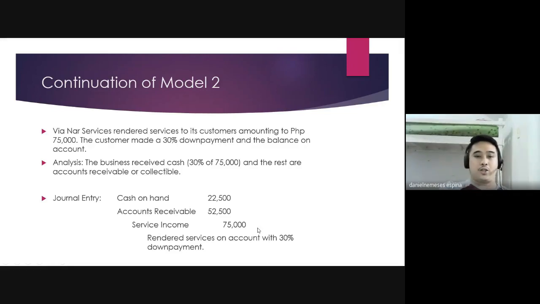As to explanation, you have rendered services on account with 30% down payment. It is up to you what to write in the explanation, as long as it describes the transaction.